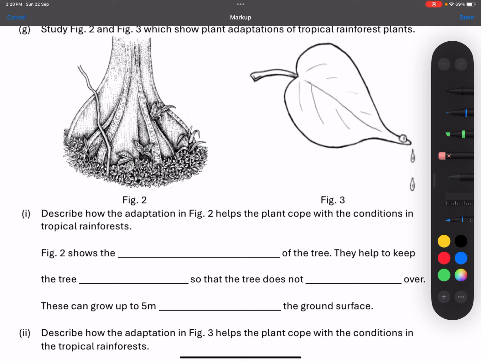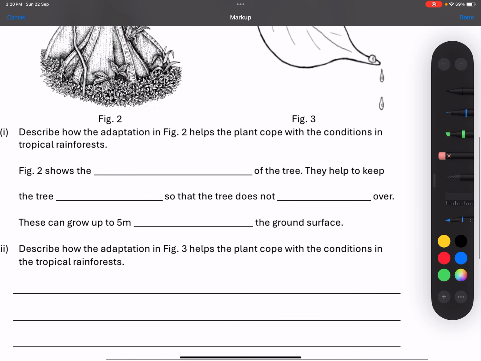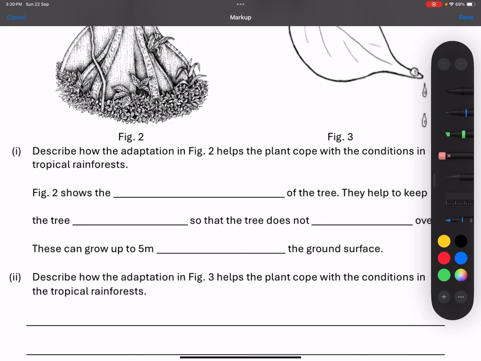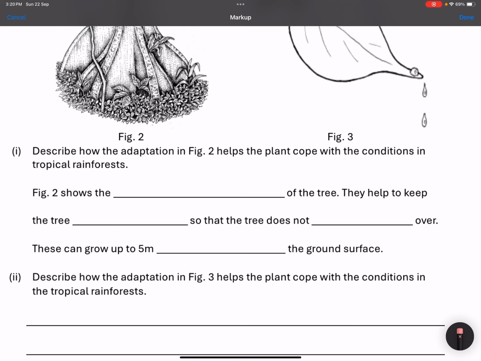Keep this in mind. This adaptation process is not just about what the plant has evolved to have, but why it needs to evolve this thing. That's very, very important. So for example, figure two is this one over here. These are buttress roots of the tree. What help do they do for the tree? They keep the tree upright, keep the tree straight so that it does not topple over, does not collapse in the wind, and they can grow up to 5 meters above the ground surface.